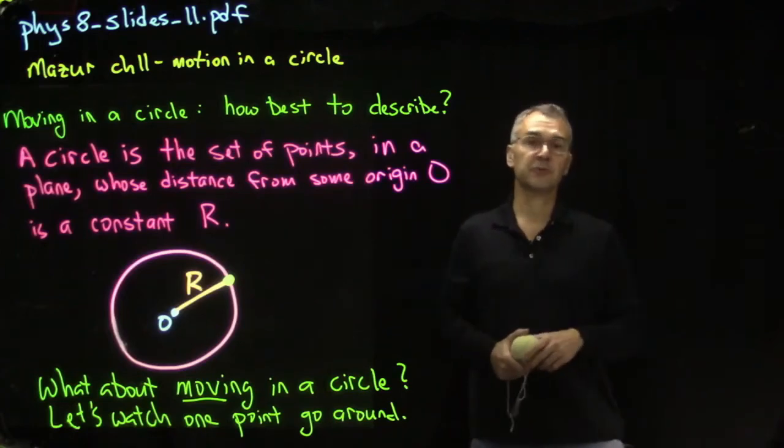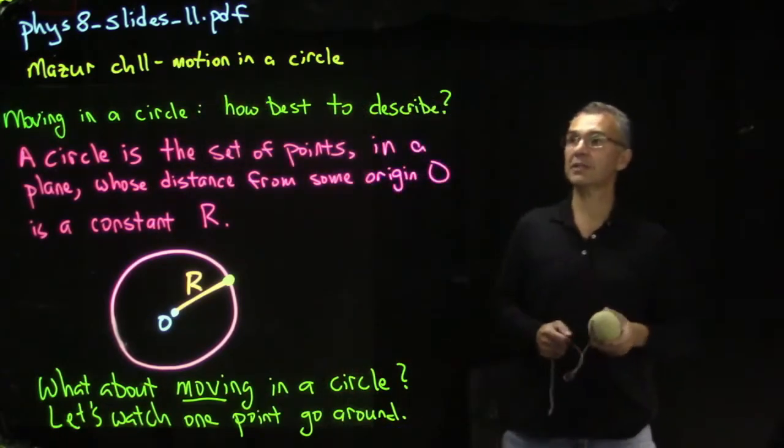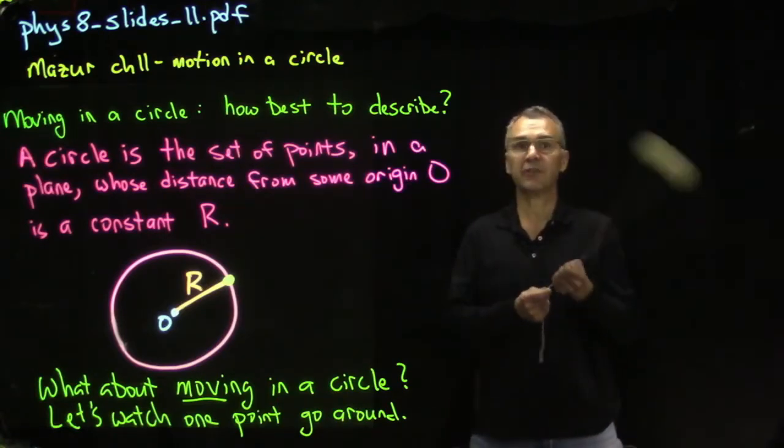This is the start of Mazur's chapter 11, which is motion in a circle, and the file of slides will be phys8 slides 11.pdf. So when we think about moving in a circle, how should we best describe that?